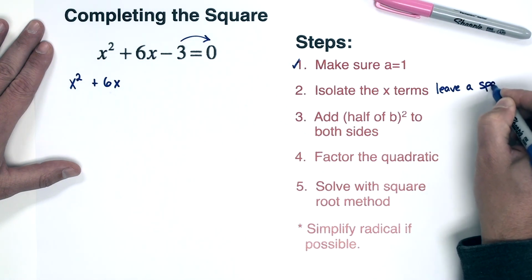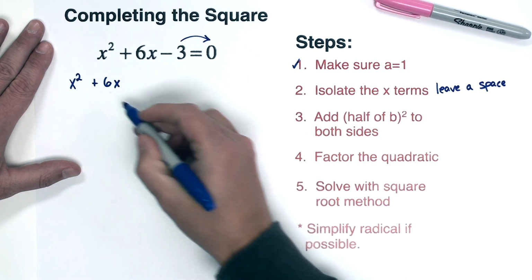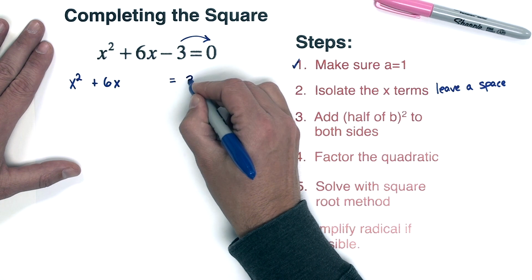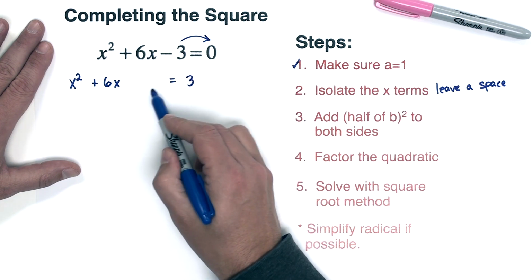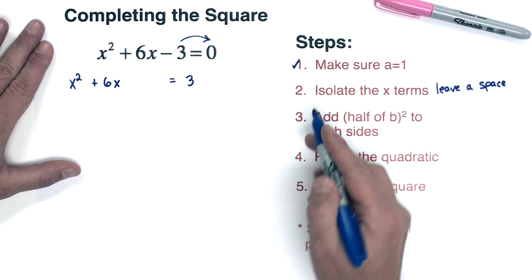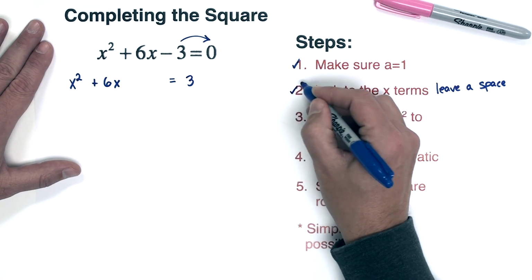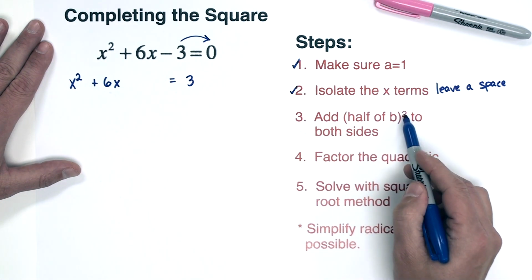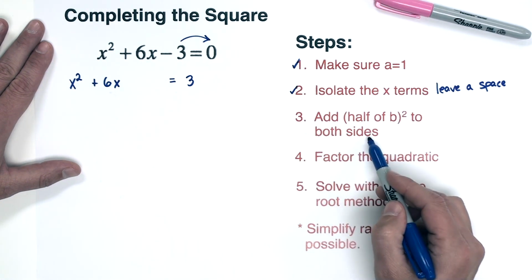Leave a space in the work. So x squared plus 6x, I'm going to leave room there, equals, and then the minus 3 is going over, so 3. I want to leave room right here after that 6x because next I'm going to go on to step 3, and step 3 is going to have me add half of b quantity squared to both sides.